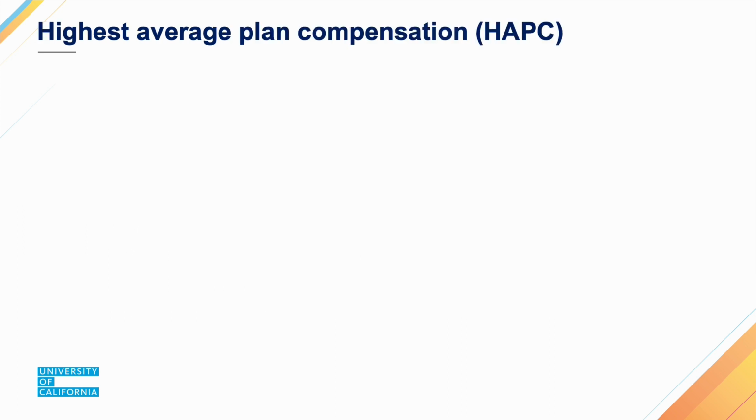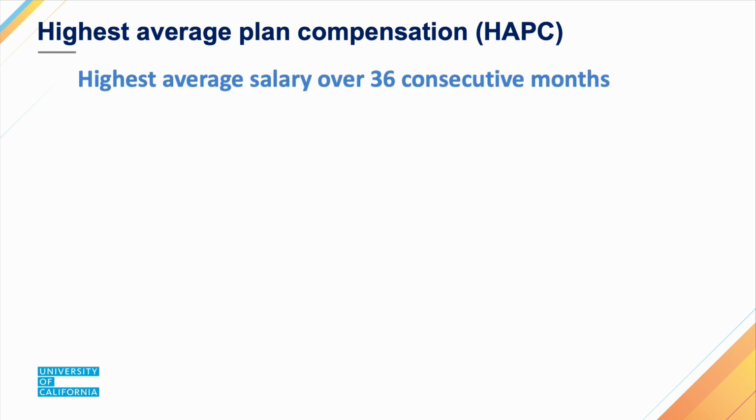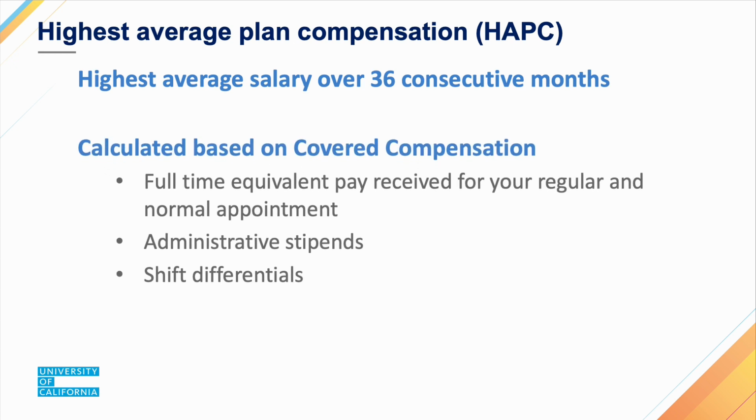Now, the last factor that's used in calculating your pension benefit is your highest average plan compensation, or HAPC. Your HAPC is essentially your highest average monthly salary over a consecutive 36-month period, and it's based on your covered compensation, which is the full-time equivalent paid for your normal and regular appointment. For example, if a person who's working 50% time for an annual full-time salary of $100,000 is paid $50,000, the salary that'll be used in the HAPC calculation is the full-time equivalent, which is $100,000.